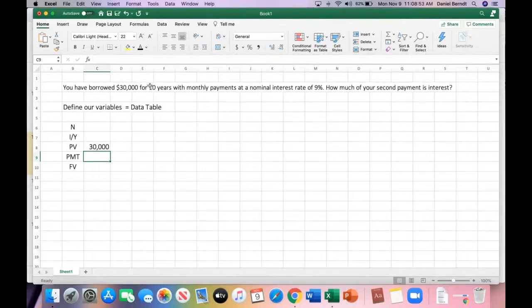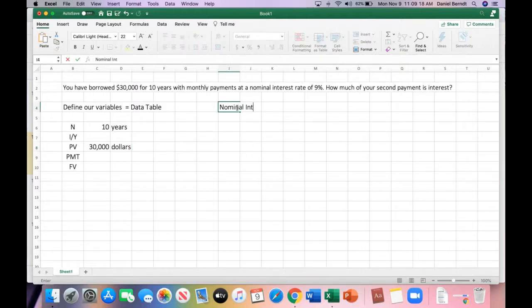And it says for 10 years, so right now I'm just going to type 10 in for N, and I'm going to label my units, okay? So 10 years, $30,000, okay, with monthly payments at a nominal interest rate of 9%. So does anybody remember what this vocabulary word means, nominal? What does nominal interest rate stand for? Anyone remember?